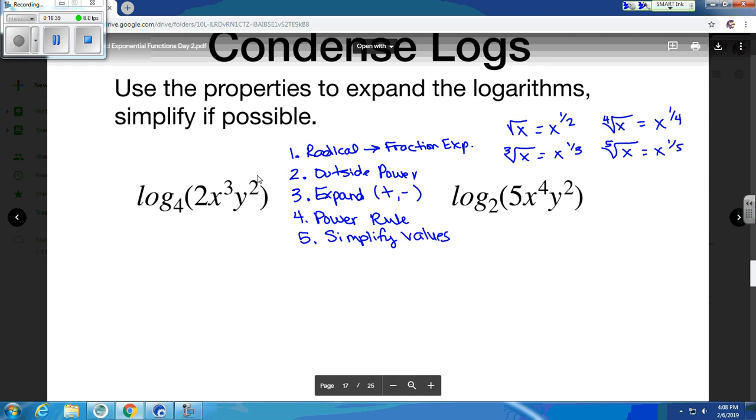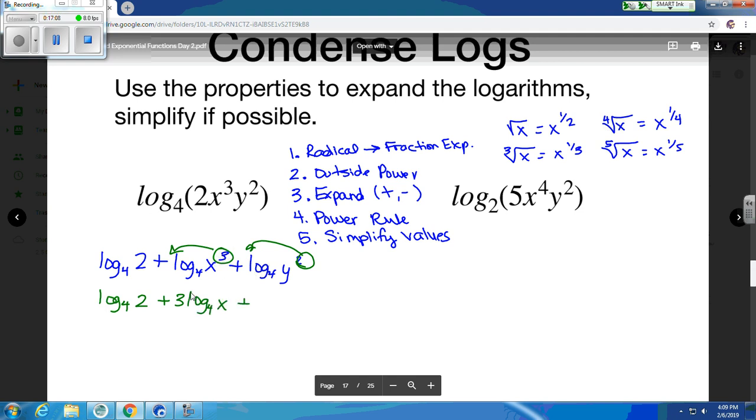So there is no radical, there is no outside power. So next step is to expand. Log base 4 of 2 plus log base 4 of x to the 3rd plus log base 4 of y squared. Power rule, any exponents that I have are going to get to come down to the front. So now I have log base 4 of 2 plus 3 log base 4 of x plus 2 log base 4 of y.